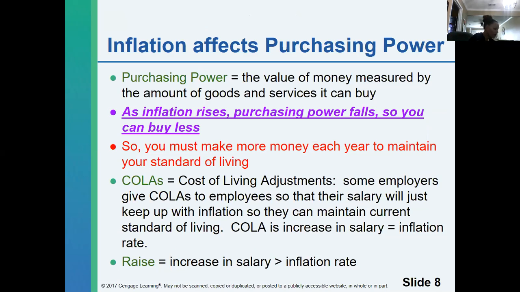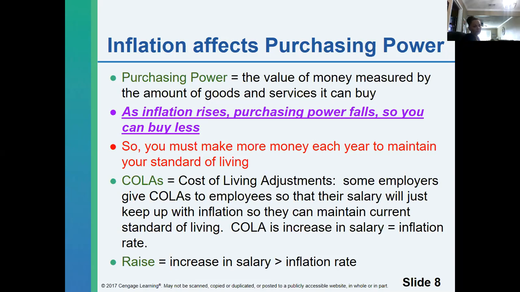So just like in that video, I forget the name of that girl. She had $1. She could buy a pack of gum. A year later, she couldn't buy that pack of gum anymore. She lost purchasing power. So as inflation rises, your purchasing power falls. So you can't buy as much. Ideally, that's what it's saying in red here. You have to make more money each year to maintain your standard of living. If you don't make more money, your purchasing power is going to go down because inflation goes up.